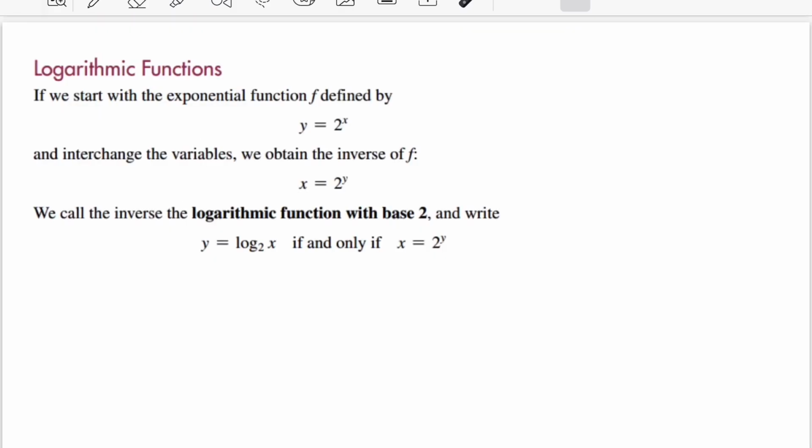So if we start with the exponential function f defined by y is equal to 2 to the power x, and we interchange our x and y variables, then we obtain the inverse of f, which is x is equal to 2 to the power y. Now, we call the inverse the logarithmic function with base 2, and we write it as y is equal to log base 2 of x if and only if x is equal to 2 to the power y.